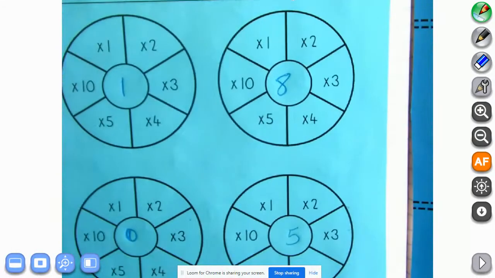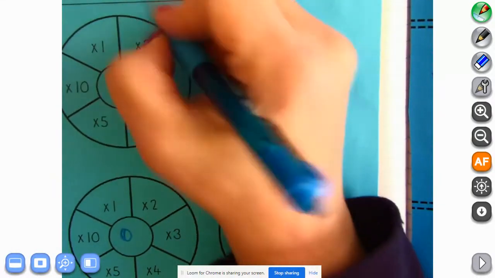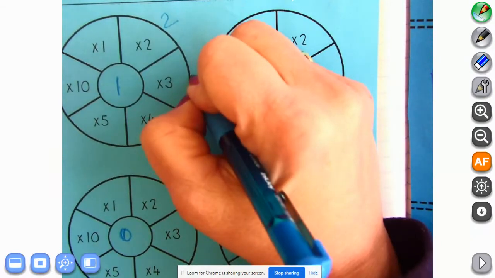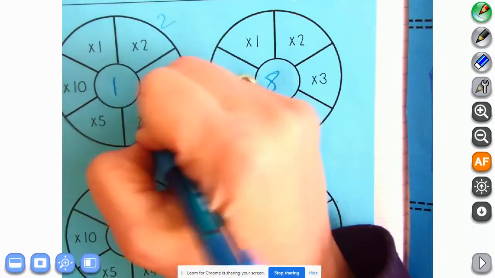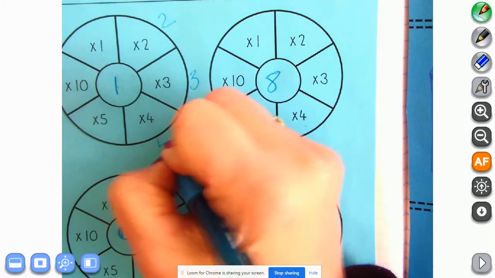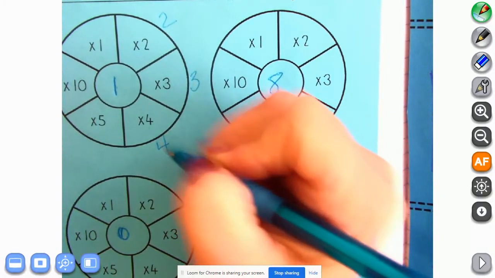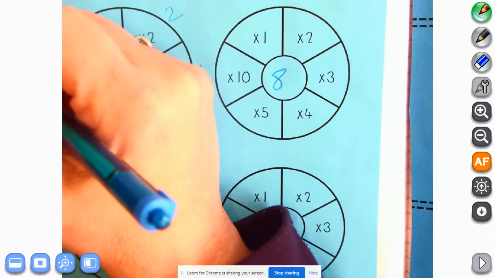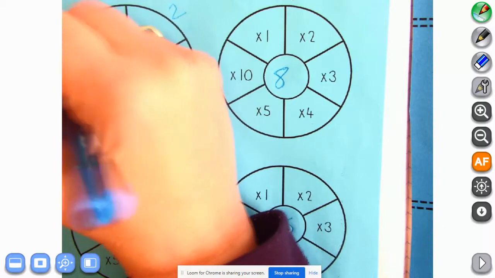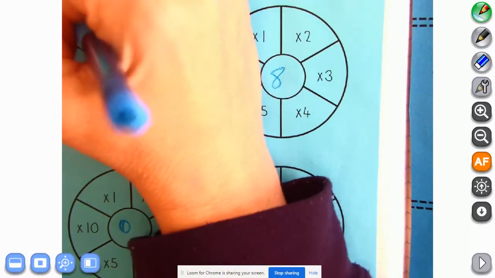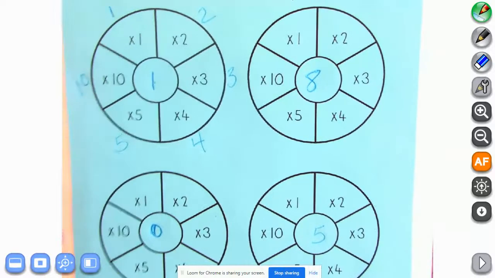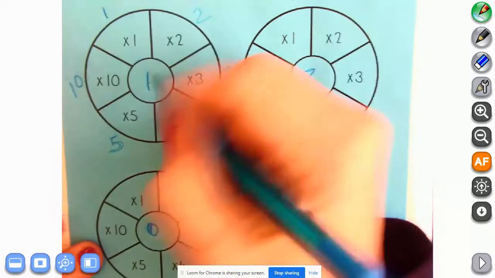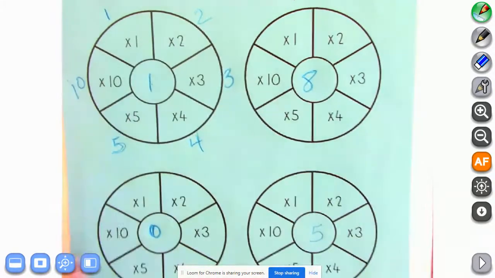All right, let's see if I can get close so you can see it all. All right, so if I picked 1, 1 times 2 is 2. 1 times 3 is 3. 1 times 4 is 4. 1 times 5 is 5. 1 times 10 is 10. 1 times 1 is 1. Okay, so there's your answers for that one. Okay, you might have totally different ones than me, but that's okay. We might have a few that are similar.